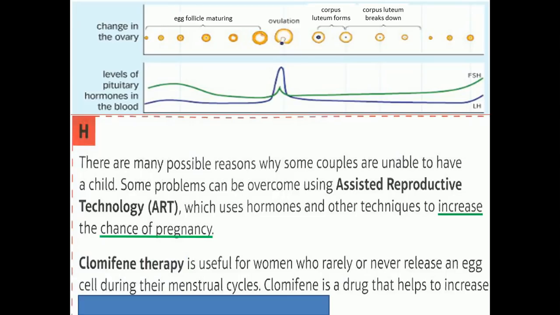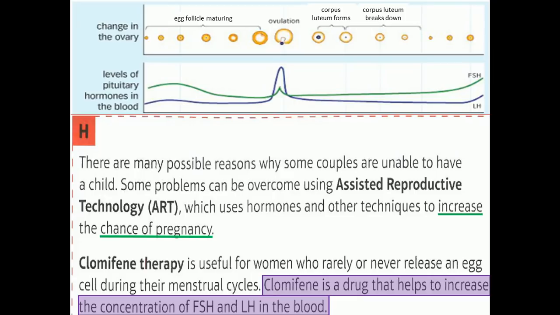You need to know about clomiphene therapy, and clomiphene therapy is when you take a drug, and that drug helps to increase the concentration of FSH and LH in the blood. So you're not actually taking FSH and LH, you're taking a drug, and that drug will then cause the female to produce more FSH and LH, because it stimulates the pituitary gland to release more of those hormones. And if that increases the amount of FSH and LH, that means an egg follicle can be matured and an egg can be released. So it increases the chance of those happening. And that's because a clomiphene drug is being taken, which is a form of ART.